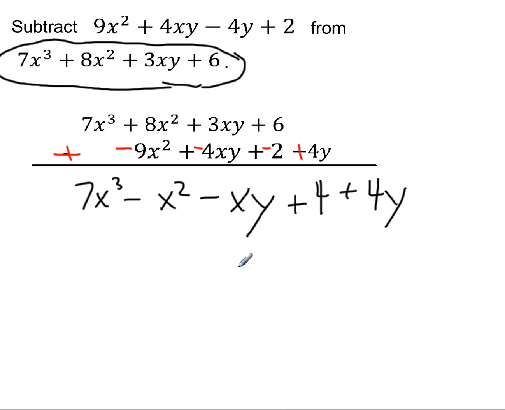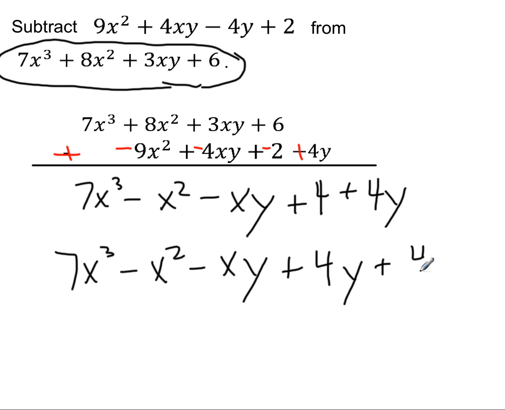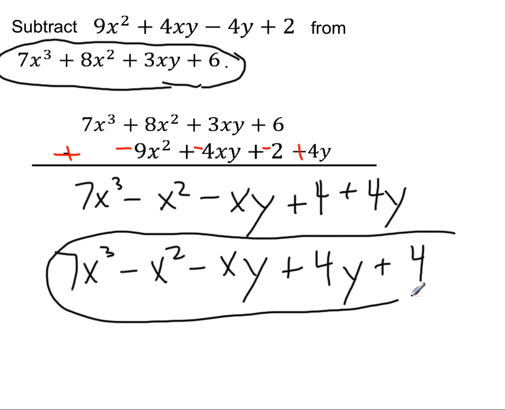And if I want to put this in descending order, which I didn't talk about in the last one, I want to do my largest x exponent first, then my next largest x exponent, then my next largest x exponent, and then these two can go in either order. I probably would do the 4y first. And that's my final answer. So, line up like terms, change signs, be careful with your signs. That's the biggest problem in this lesson, is being careful with your signs.